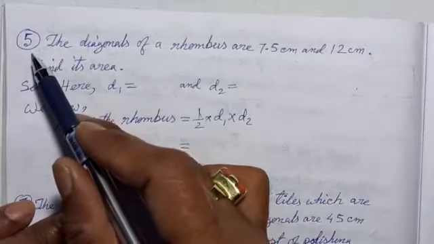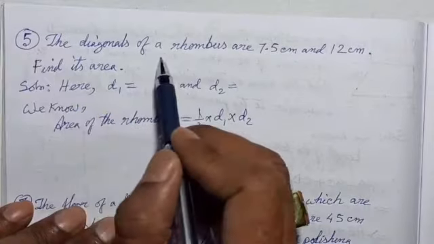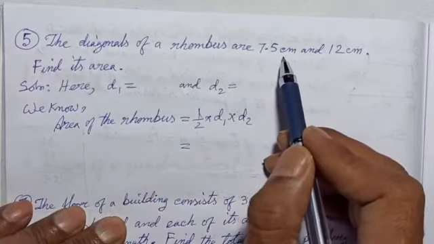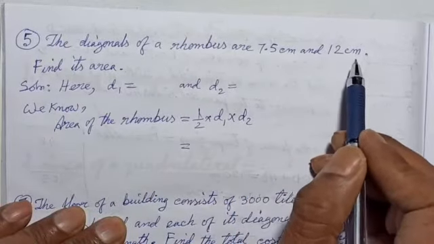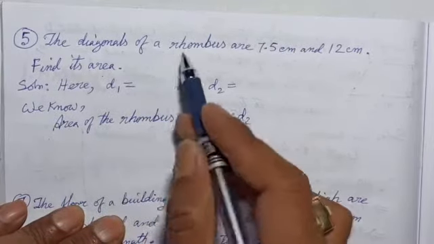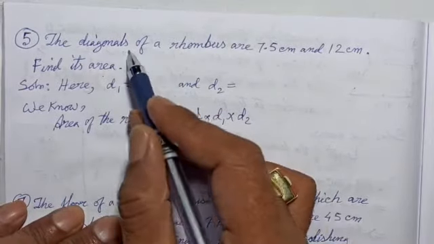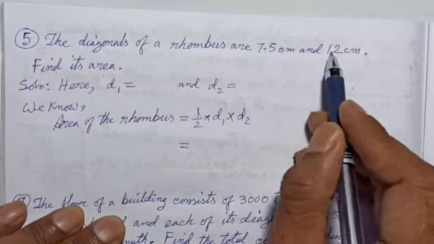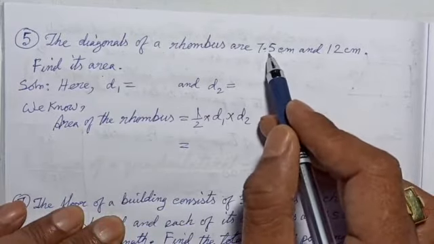Next, let's try question number 5. The diagonals of a rhombus are 7.5 centimeter and 12 centimeter. Find its area. Now let's try this question. In this question, it is given that diagonals are 7.5 centimeter and 12 centimeter. So this is diagonal 1 and this is diagonal 2.